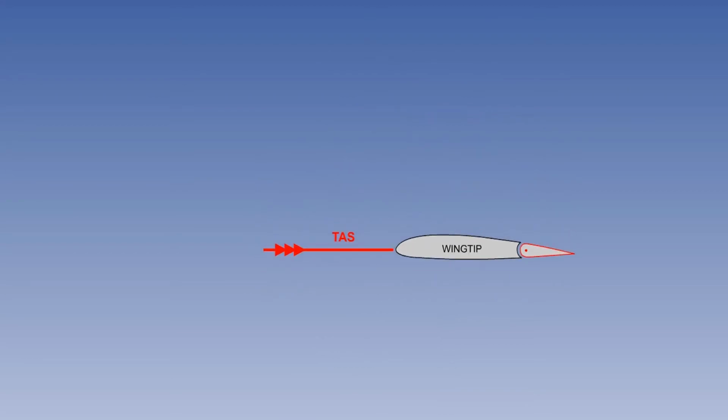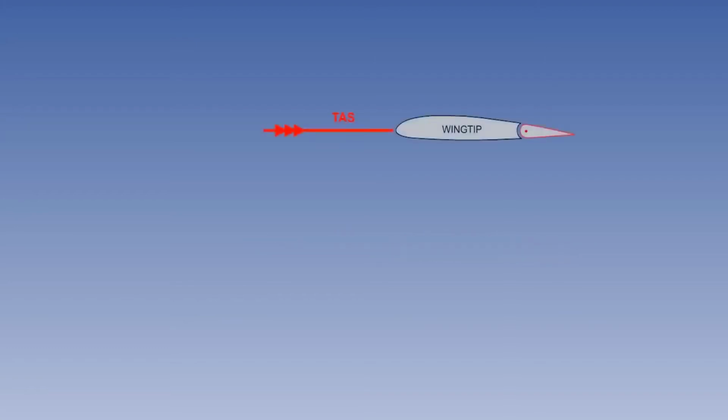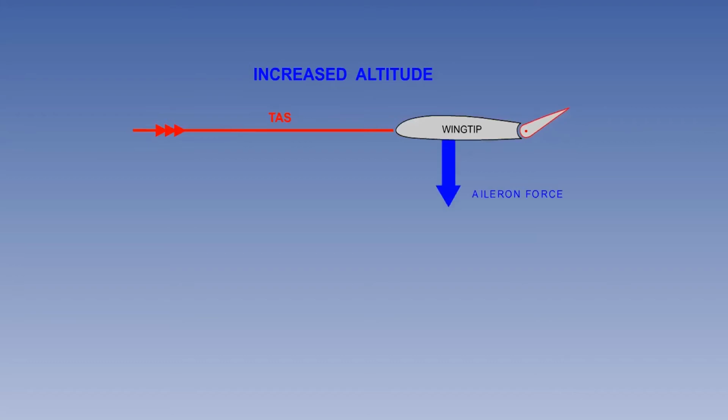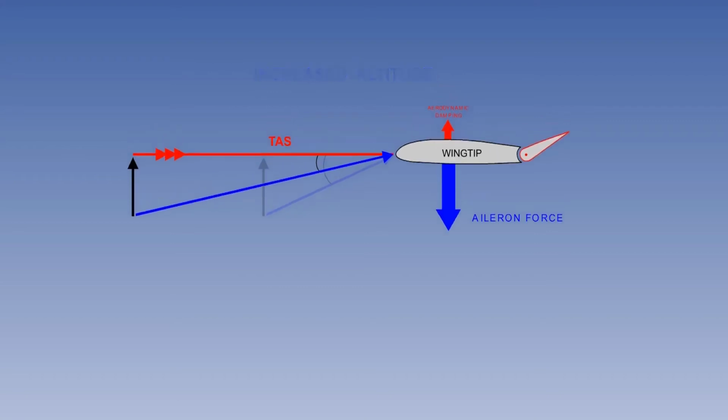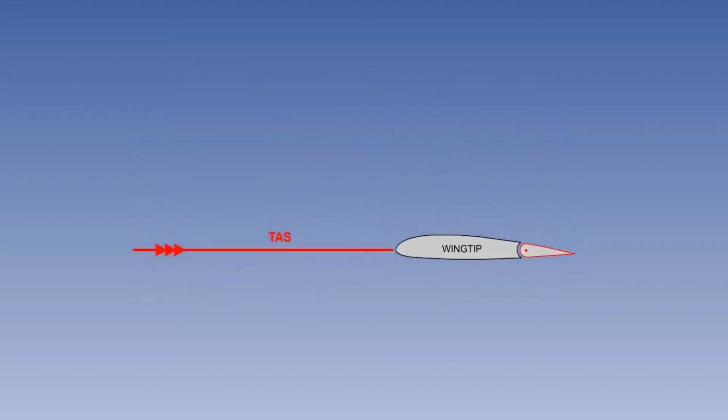When the aircraft stops rolling, there is no longer any aerodynamic damping. At a constant IAS, a higher altitude will require a higher TAS. The same aileron deflection will produce the same aileron force because the IAS is constant. But because the TAS is higher, the increase in effective angle of attack is smaller. This results in reduced aerodynamic damping and consequently a higher rate of roll.